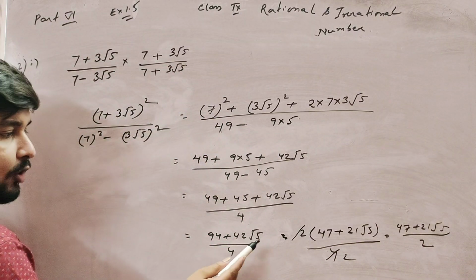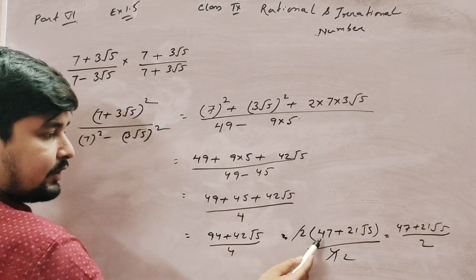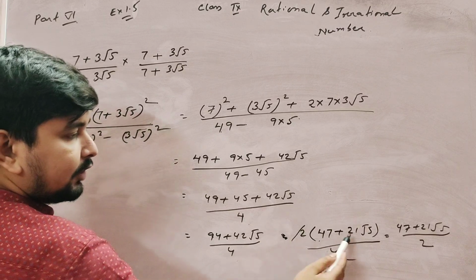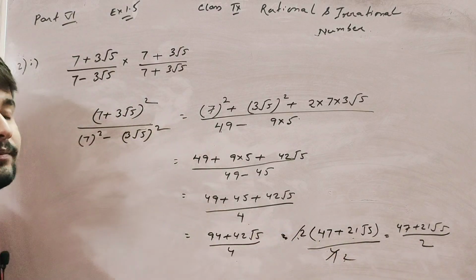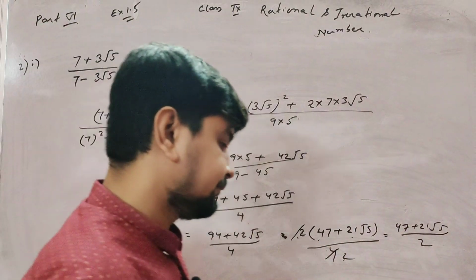We know that taking common, that means 2 divided into 94 is 47 and 2 divided into 42 is 21. So 2 cut it down, 4 by 2. So the answer is 47 plus 21 root 5 by 2.